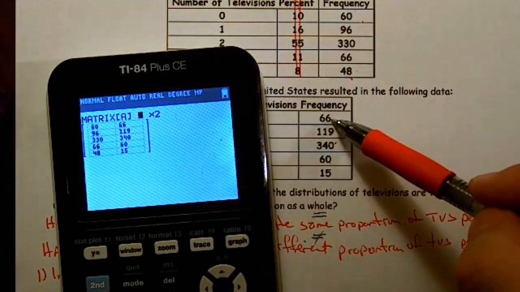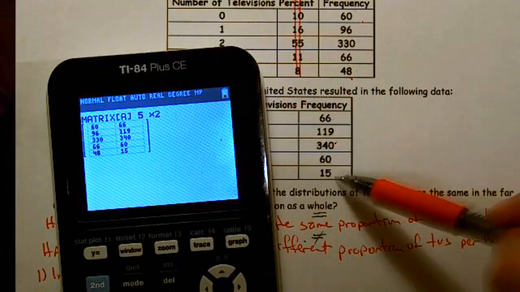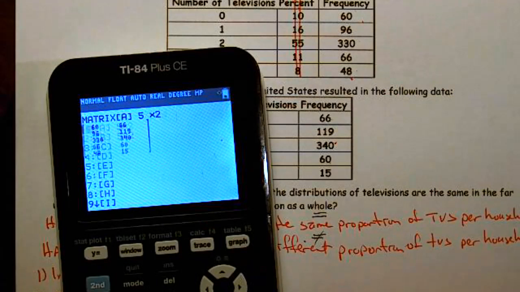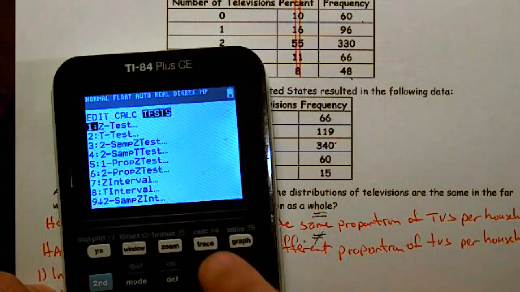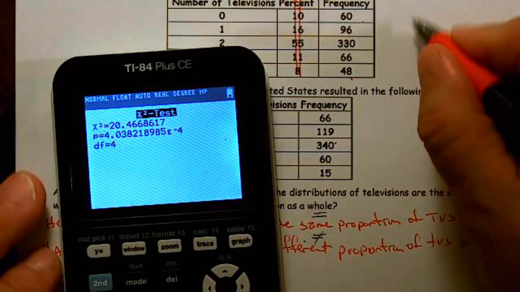In the second column, it's 66, 119, 340, 60, and 15. So we're going to go ahead and run this thing. Second matrix, edit, second quit, stat, test, chi-squared test, calculate, and we get an extreme chi-squared value.